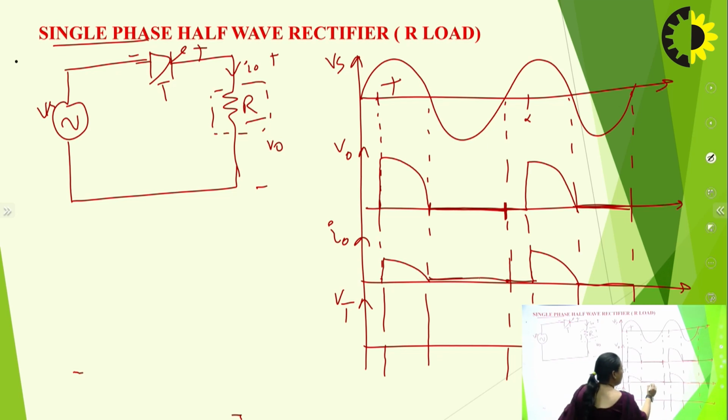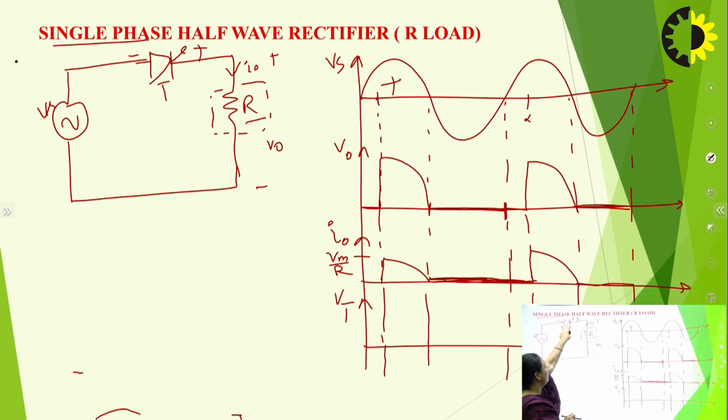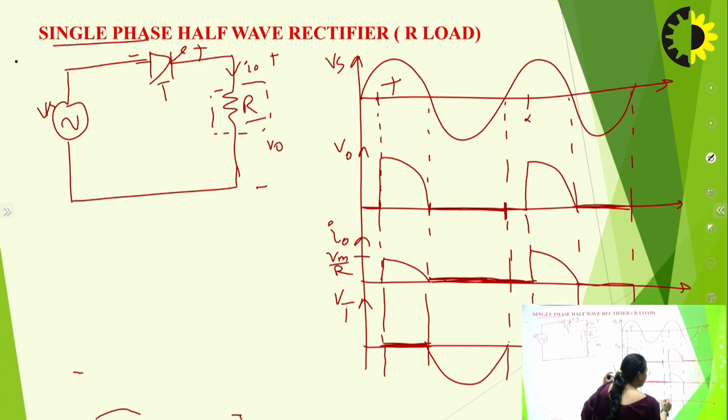Okay. This is 0 and the magnitude is Vm by R. Okay. Now the thyristor voltage. When the thyristor is turned on, it is behaving like a closed switch. Since it is a closed switch, there will be no voltage across it. From alpha to pi, there will be no voltage across the thyristor, right. But during the negative half cycle it behaves like an open switch, and the input supply voltage will appear across this open switch. So this will be the voltage till pi, right?